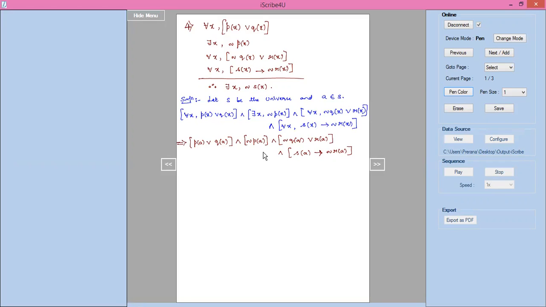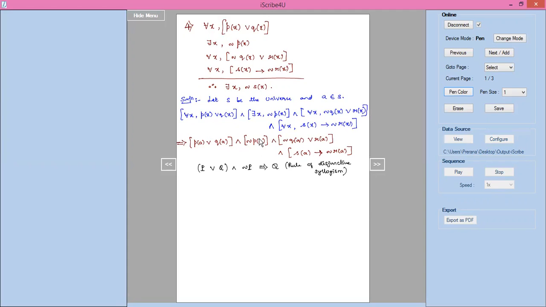So I'll just represent the same thing first and show it to you here. So this is of the form P or Q and negation P. P or Q and negation P implies Q. And this is by the rule of disjunctive syllogism.